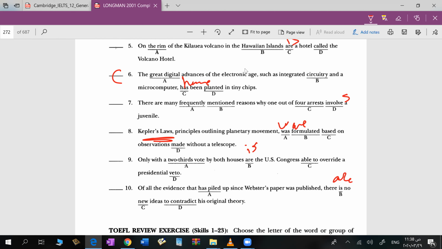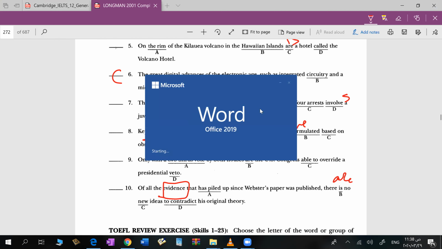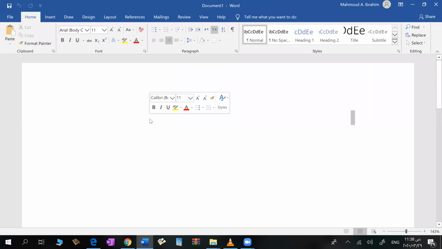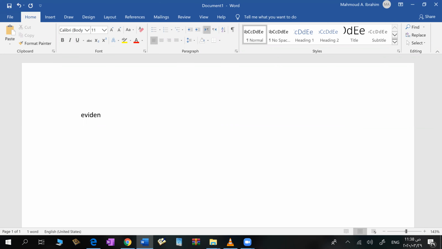And mind you, evidence is uncountable. The word evidence is uncountable. Evidence means دليل, but because in Arabic we always deal with it as plural, we like to say evidences in English, but this is not correct. This is uncountable. Okay. And you can say, for example, an evidence-based research.